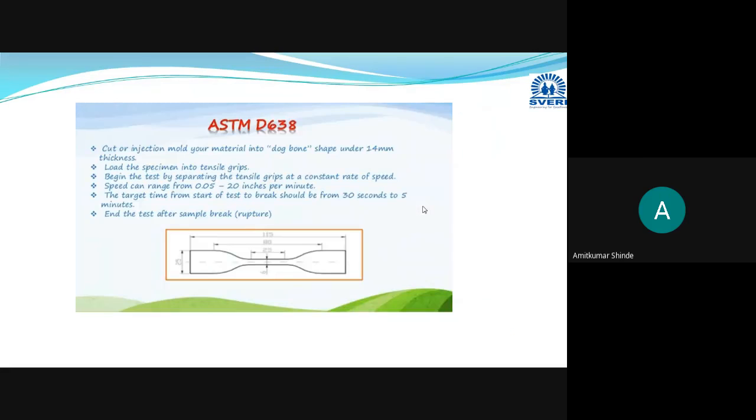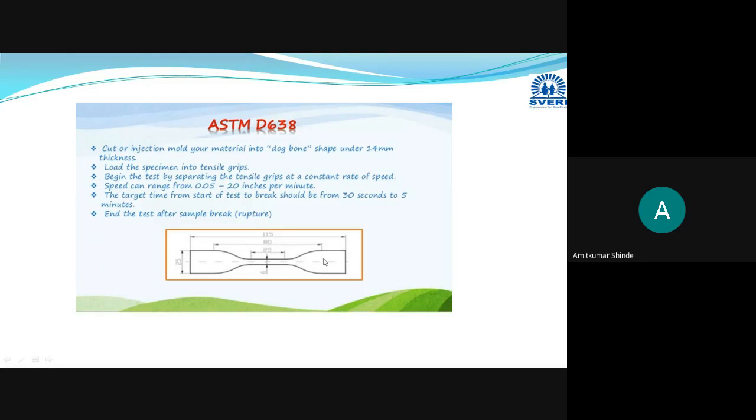Now, to conduct this test on the plastic material, here we are going to use the ASTM D638 standard. Under this standard, you have to prepare the specimen in the given dimensions only. Here I have mentioned the dimensions. As per these dimensions, you have to prepare the specimen.